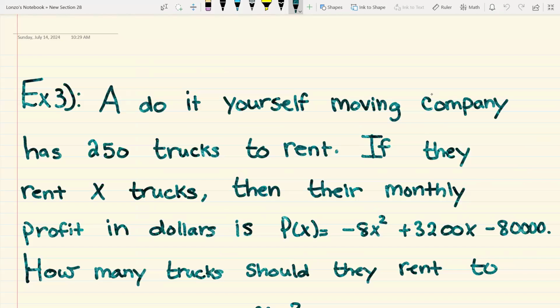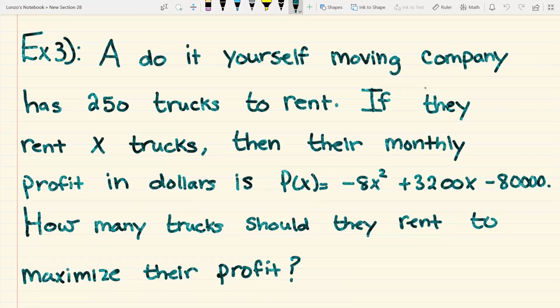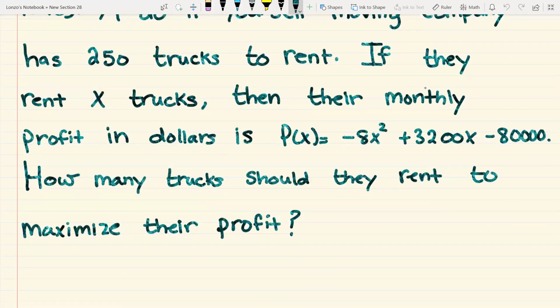In this video, I will do example 3 of the demand function word problem. So in example 3, it says a do-it-yourself moving company has 250 trucks to rent. If they rent X trucks, then their monthly profit in dollars is P of X equals that whole thing. How many trucks should they rent in order to maximize their profit? So when you hear the word maximize, that means you have to take the derivative, P prime.